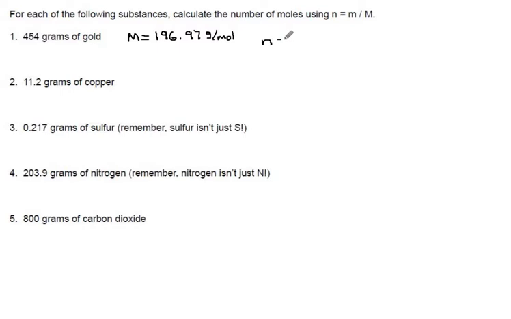So our number of moles here will be the mass, 454 grams, divided by the molar mass, 196.97. And punch the calculator. We get 2.30 moles. And whenever you say moles, try to say what it's moles of. In this case, it's gold. Either write the English word gold or write Au. Either one's fine.